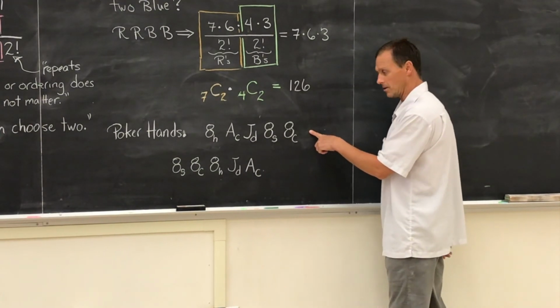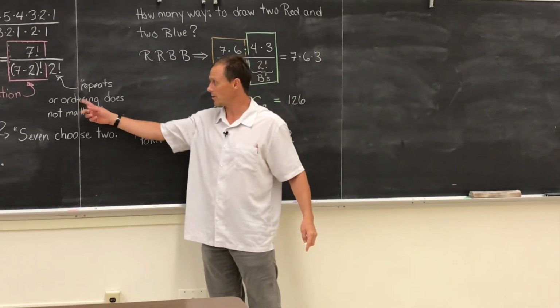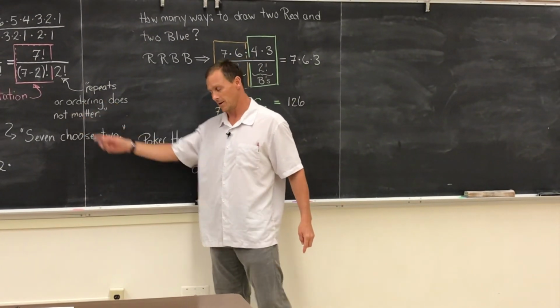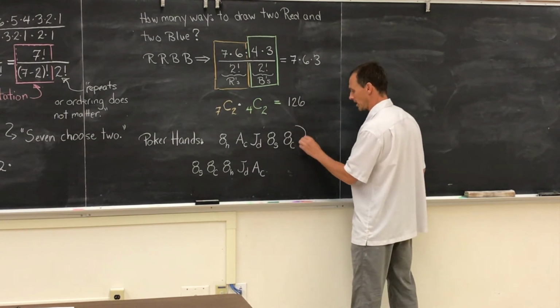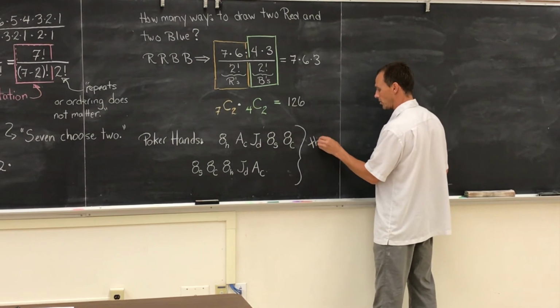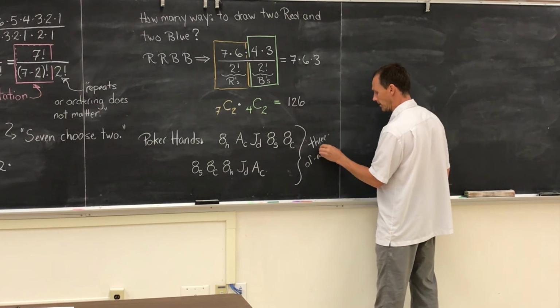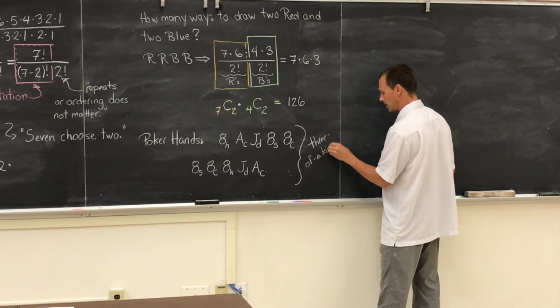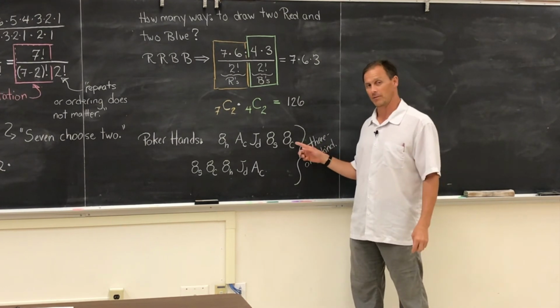But then what did I do? I reordered it. Remember, I reordered it. The ordering does not matter. When I reordered my hand, it's the same hand. Either way you look at this hand, it is called 3 of a kind. And that is why we have combinations.